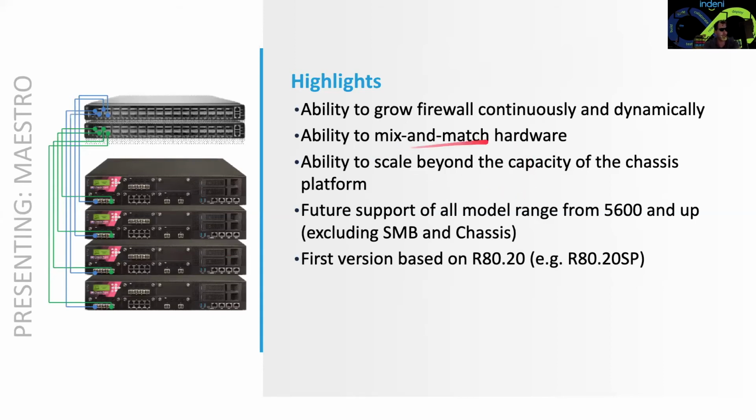Ability to mix and match hardware. For a given security group 1, you can use hardware of type A, and for the other security group, a bunch of hardware nodes of type B, and this works seamlessly. In the chassis solution it was not supported. Even if you have multiple security groups, you need to use the same hardware. We said this one as well, and the ability to scale beyond the capacity of the chassis platform.